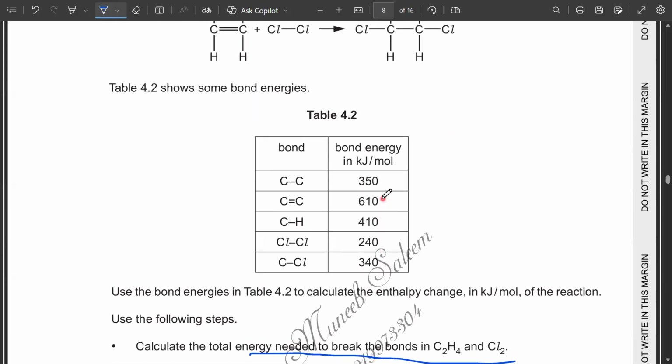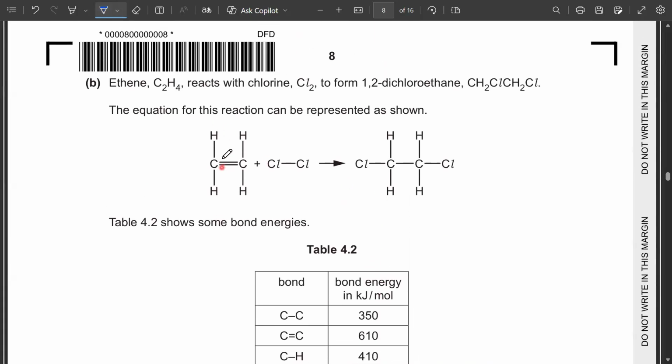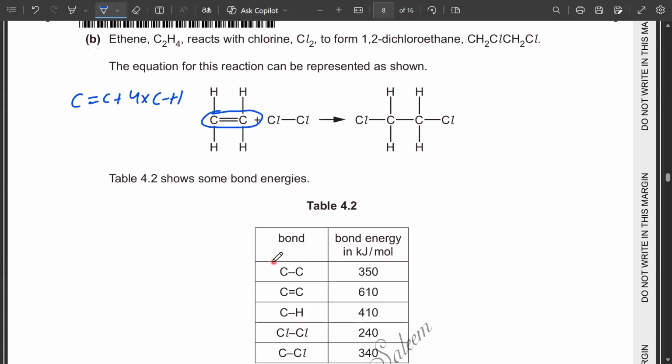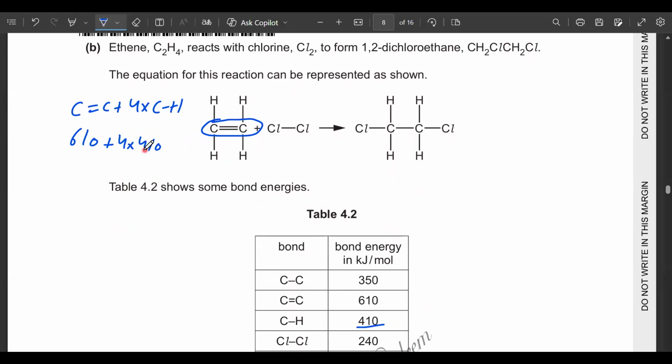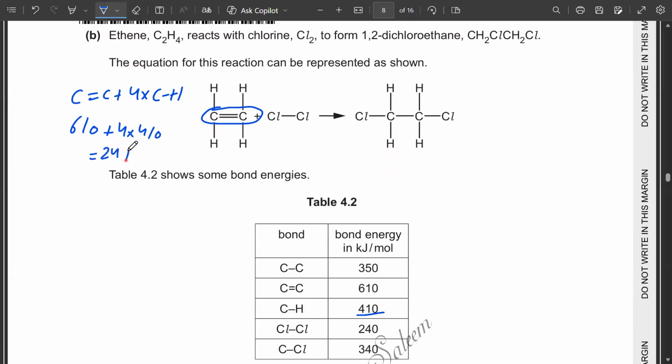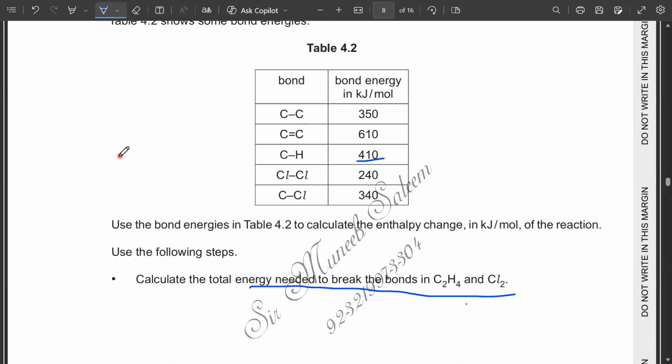Now, we'll look at the formula, the C2H4. So here we have one carbon-carbon double bond and four C-H bonds. So carbon-carbon double bond plus 4 times the C-H bonds. So if you calculate the value, carbon-carbon double bond is equal to 610 and C-H bond is equal to 410, which means 4 times 410. If you calculate the value from the calculator, you will get 2490. 2490 for the reactants.